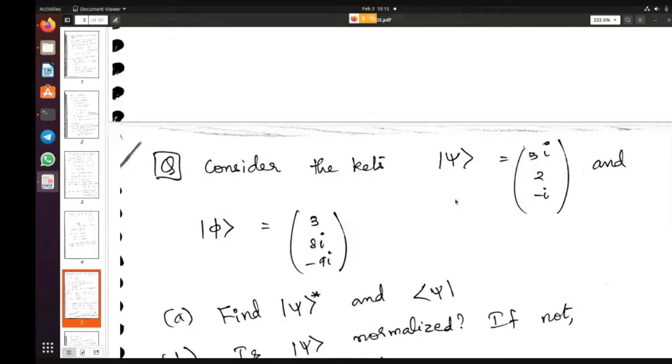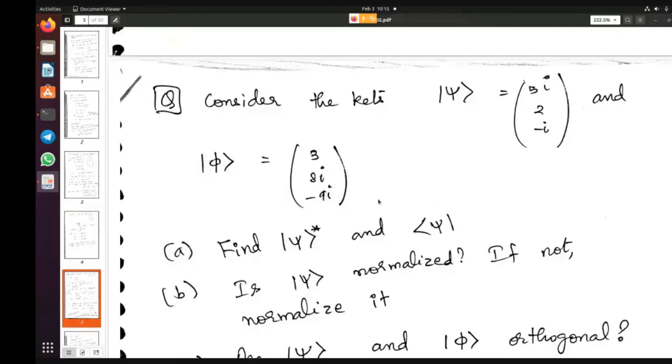So let us look at a problem. Consider the ket psi. This is ket psi, and this is the ket phi. So these are two different vectors. Psi is given by this column vector 5i, 2, minus i, and phi is given by this other column vector, which is 3, minus 9.